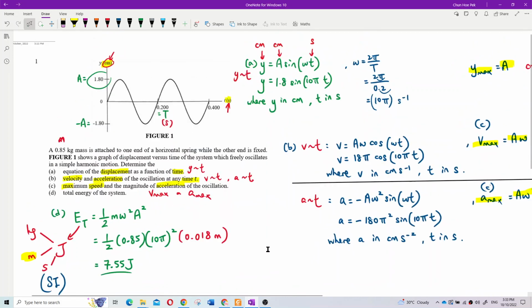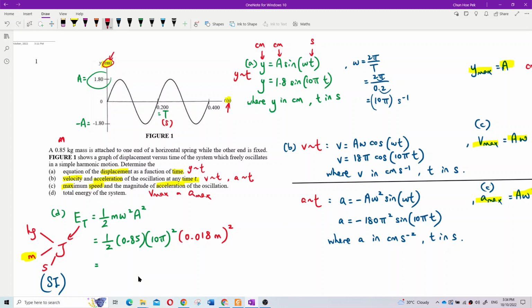Sir, 0.018, I think the amplitude needs to be square. Ah, it needs to be square. Good, that's observant. That means you pay attention. How about the others? Are you paying attention also? Okay, that's good. I need such a response. So 0.018 square, multiply 10 pi square, and then multiply 0.85 divided by 2.